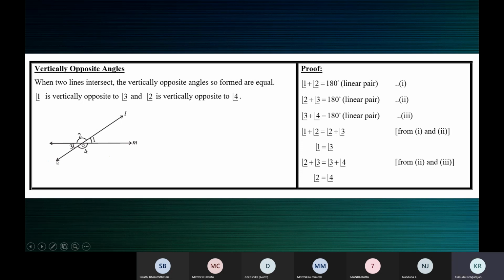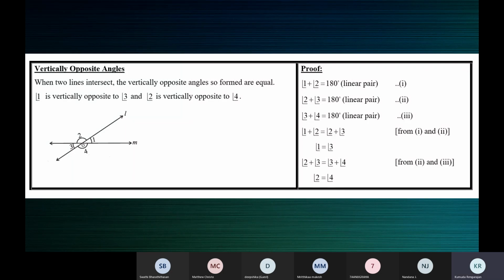So here we see two lines, L and M, right? They intersect each other at O. Two lines L and M intersect each other at O. How many angles are formed around O? Four angles are formed, ma'am. Four angles are formed around O.